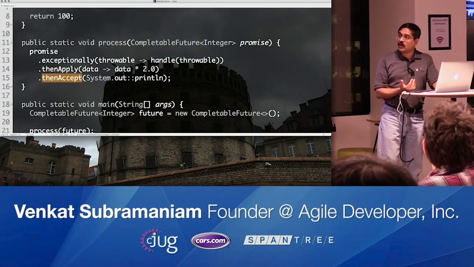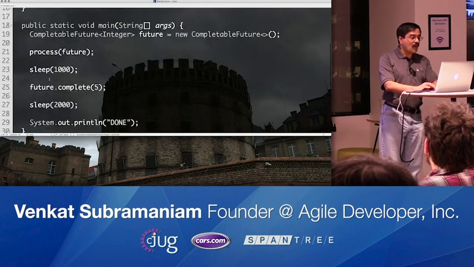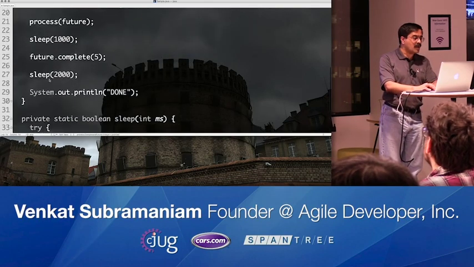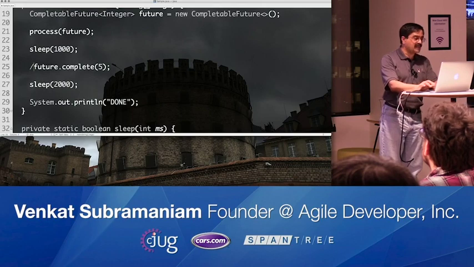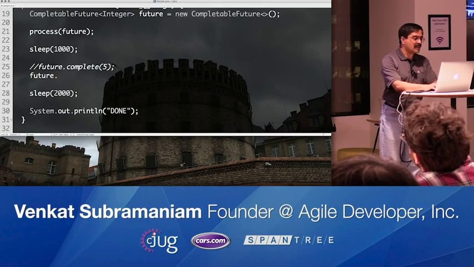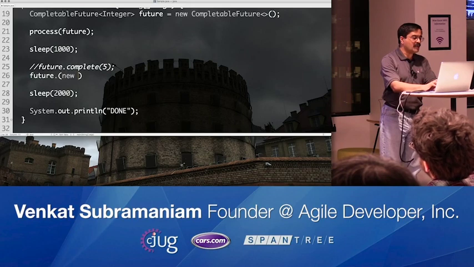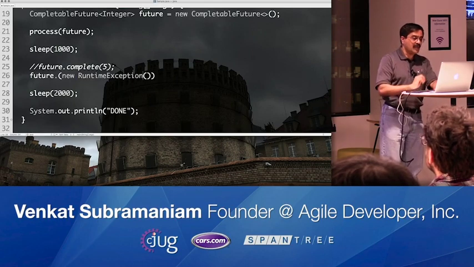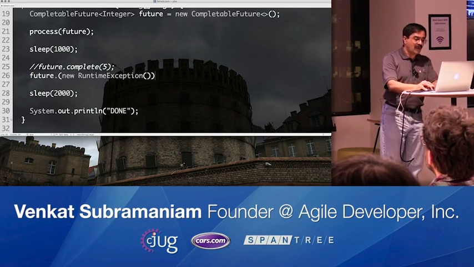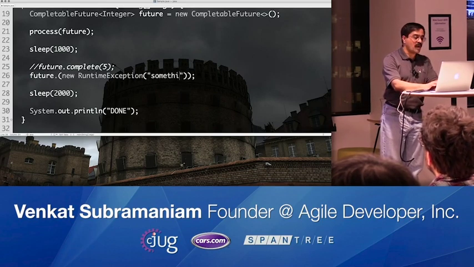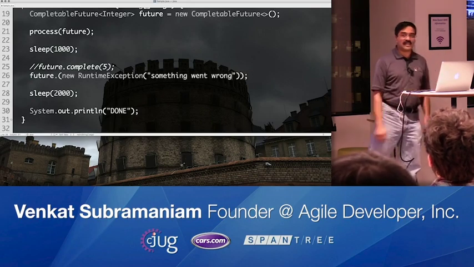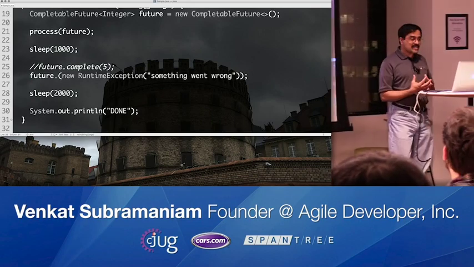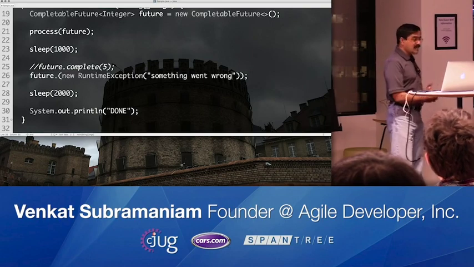But what if something were to go wrong? What are we going to do? Well, let's go ahead and say something is going to go wrong. So rather than completing this, I'm going to say future dot, and I'm going to send new runnable. And what do I want to say for the runnable? So the new runtime exception, right? So runtime exception, and what kind of exception do I want to send? Let's send an error like we often see in production. Something went wrong, right? So that way we can tell that something really broke. Now, how do you really send this across as an error?